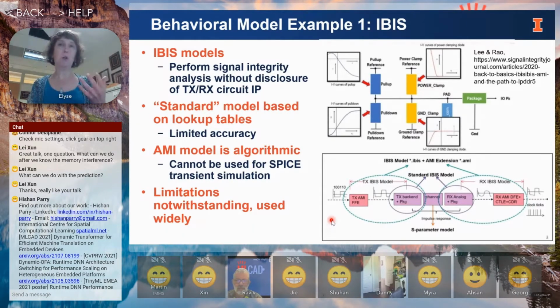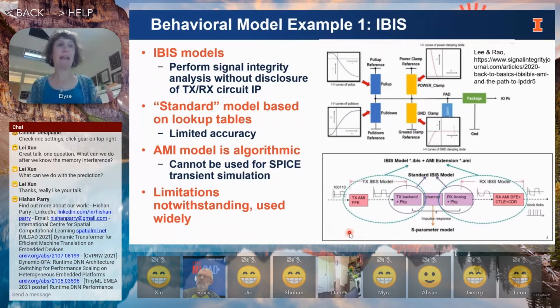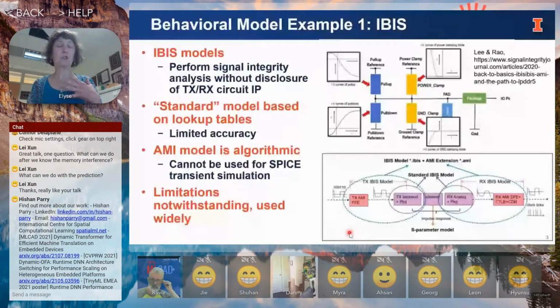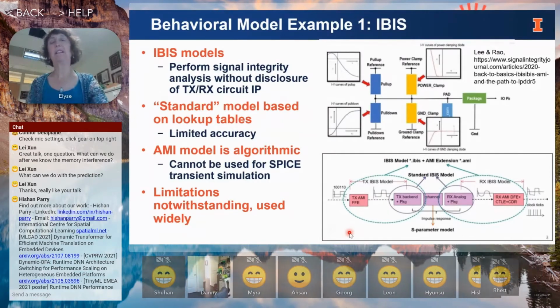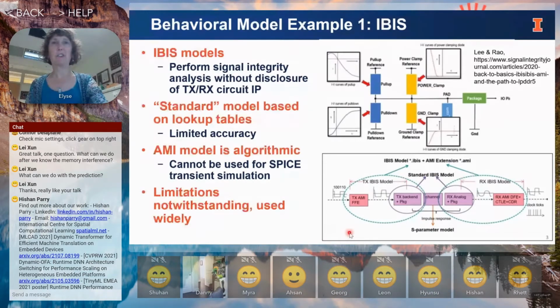Now, the equalizer can be represented as an AMI model. That's an algorithmic model, and it cannot be used for transient simulation. Despite any limitations, IBIS models are used widely because they protect IP, intellectual property. They're also faster to simulate than a transistor level netlist.